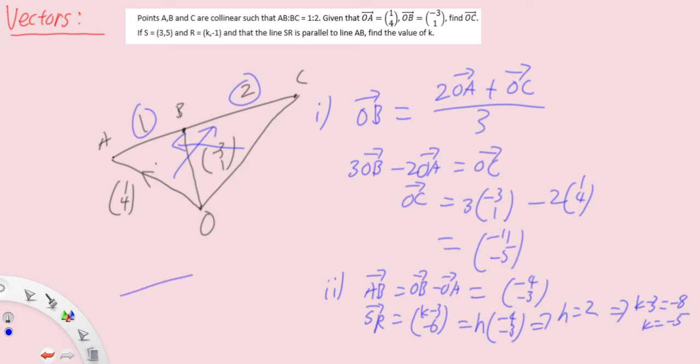So just remember, when there is a pair of parallel lines, the vectors of these two lines are a scalar multiple, or just a multiple, of each other. Therefore if we have this step right here, H is a real value. It's a scalar multiple of AB because SR is parallel to AB. Then we just solve from there. So this is an example on the ratio theorem, and more importantly the idea of parallel lines where one vector is a scalar multiple of the other.